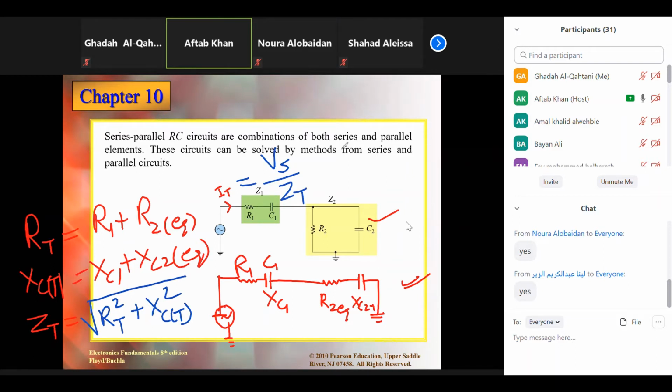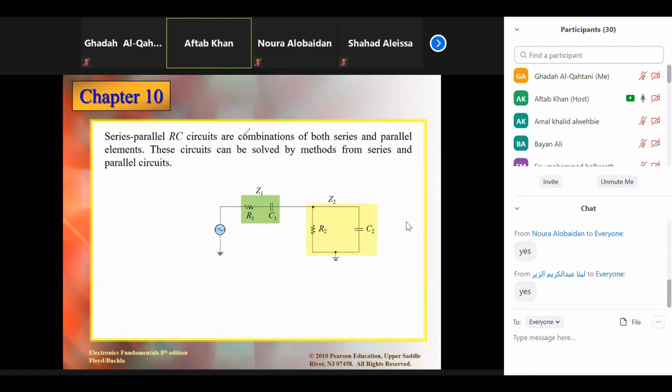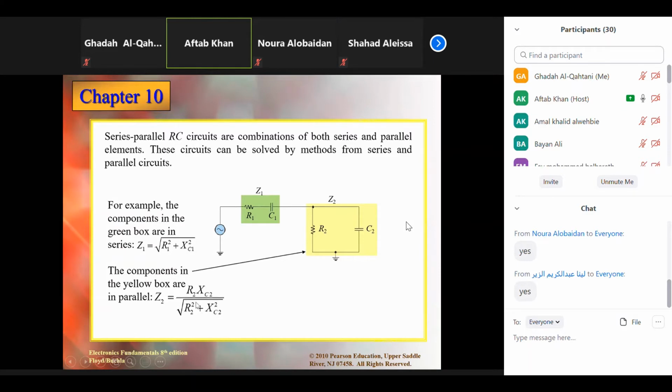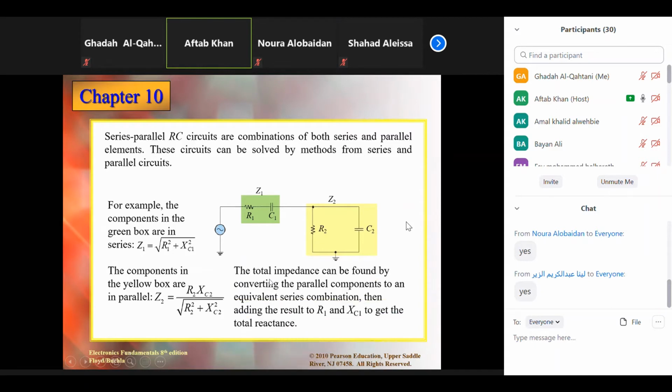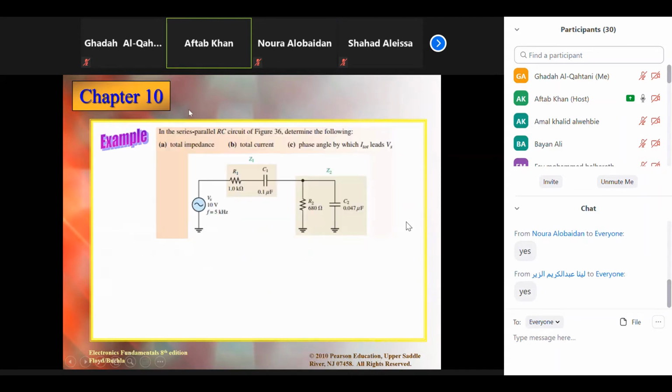Let's see one example where we need to find the total values. It's just mentioning how to calculate Z for the parallel. This is the circuit. They are asking to calculate the total impedance and the total current, which I already explained to you. Then what is last? The phase angle by which I total leads the VS.